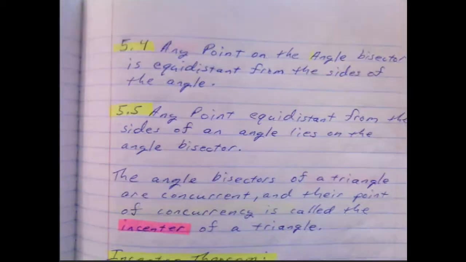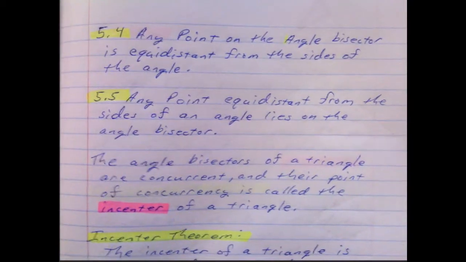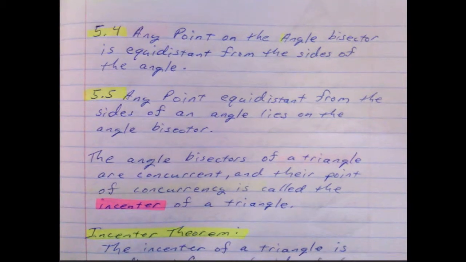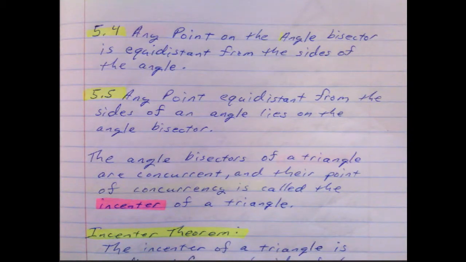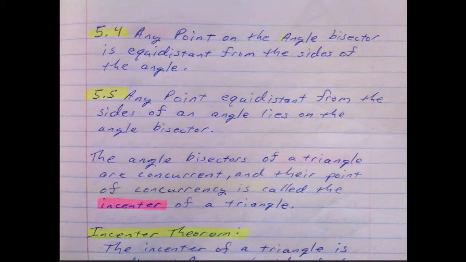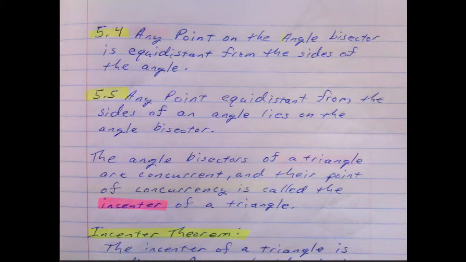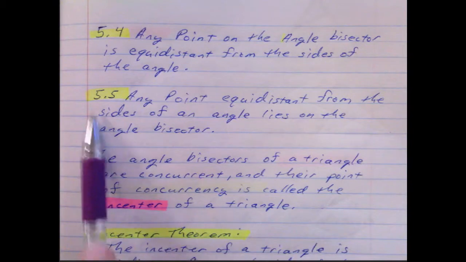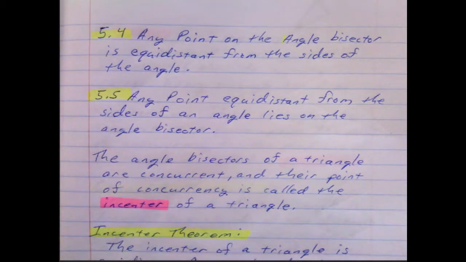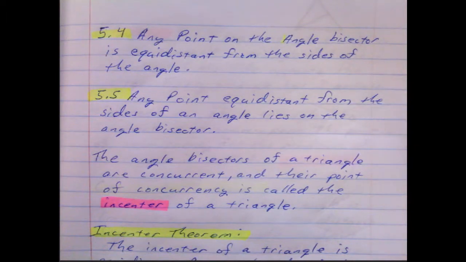Alright, so let's look at some more theorems here. Now we have 5.4. Any point on the angle bisector is equidistant from the sides of the angle. If you remember, an angle bisector means that the angle is cut into two equal parts. And then 5.5 says any point that is equidistant from the sides of an angle lies on the angle bisector. So again, these are just inverses of each other, depending on what information you know.